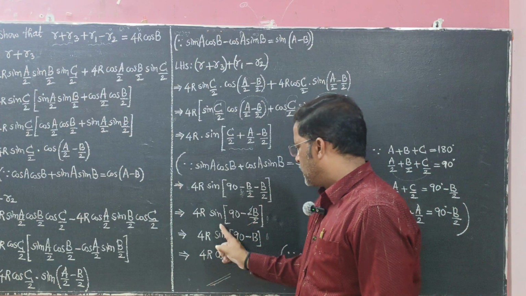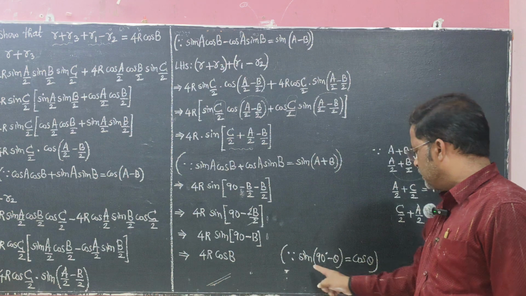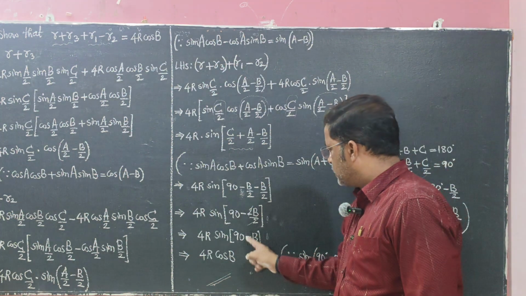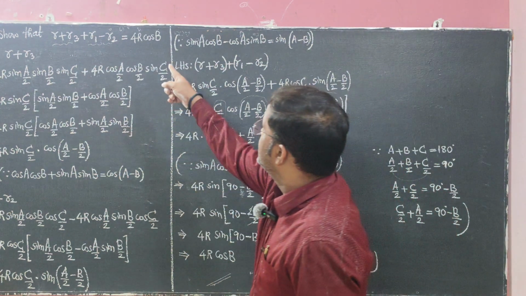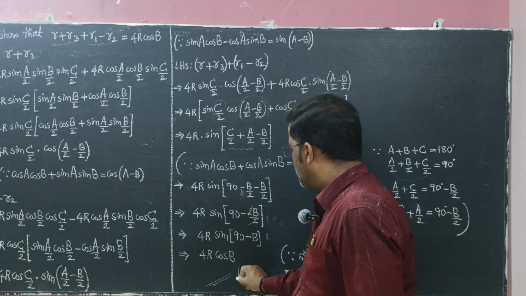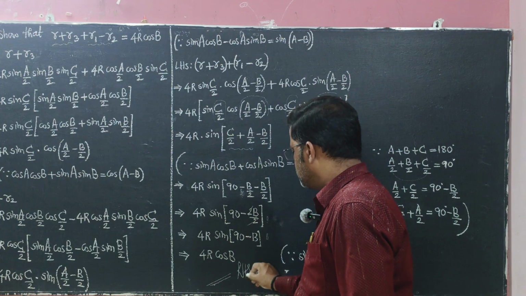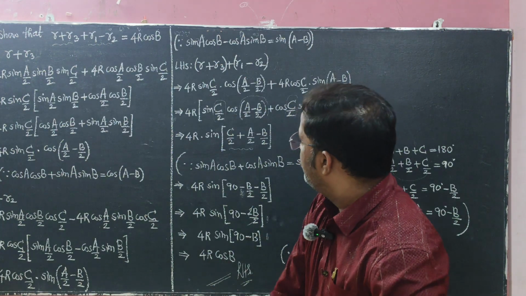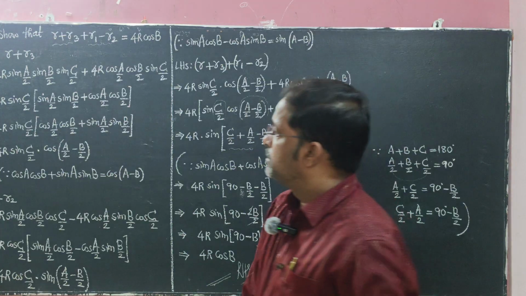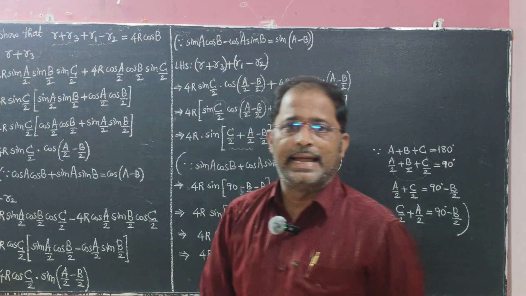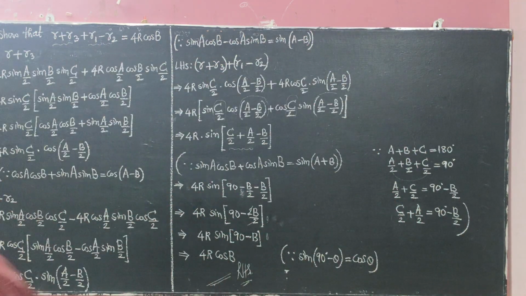Okay. Right. 4R sin of 90 minus theta means cos theta. Cos, what is the theta value? b. So the answer is RHS, 4R cos b. Okay, it is RHS. Clear? 4R cos b. So this is the solution of the 19th one. Okay. Next problem.